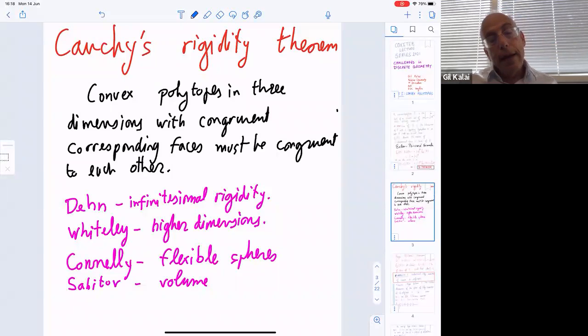And then a later result by Sabitov shows that if you have flexible spheres, then the volume is preserved under the flexing, which is also a very remarkable effect. And I should say that regarding Connelly's and Sabitov's theorems, I think the situation in higher dimension is not clear.